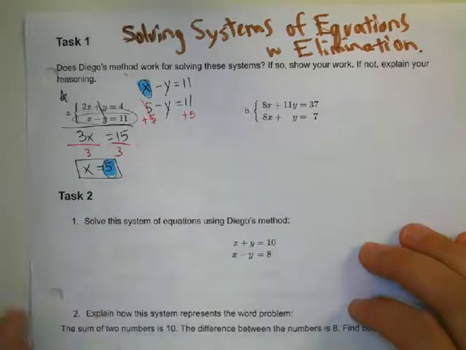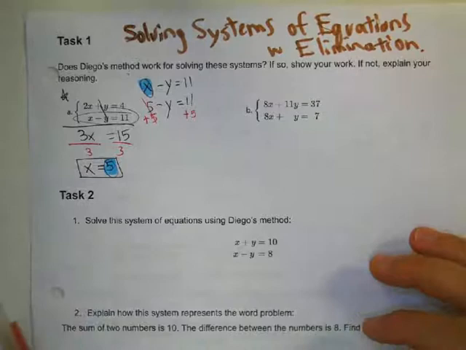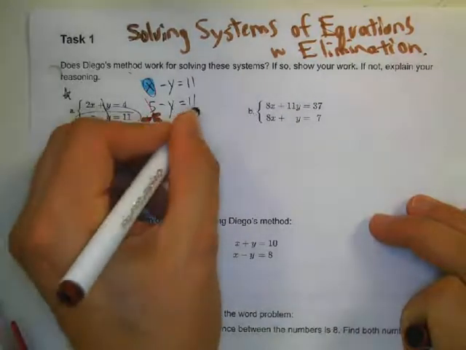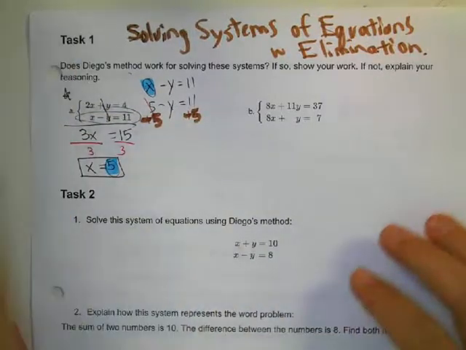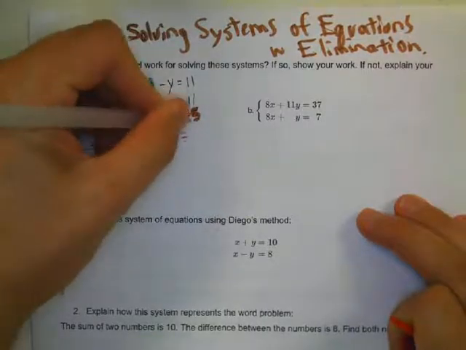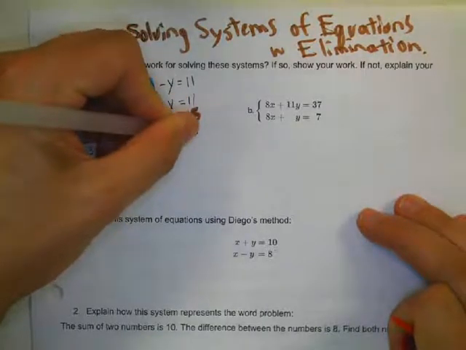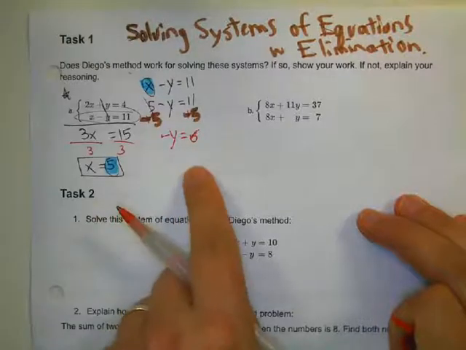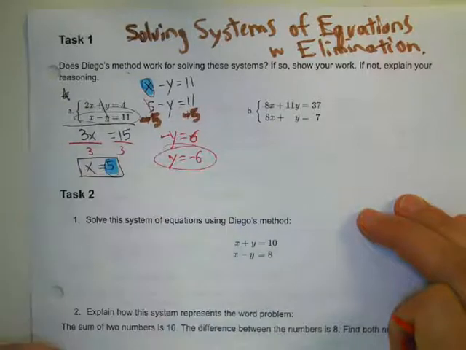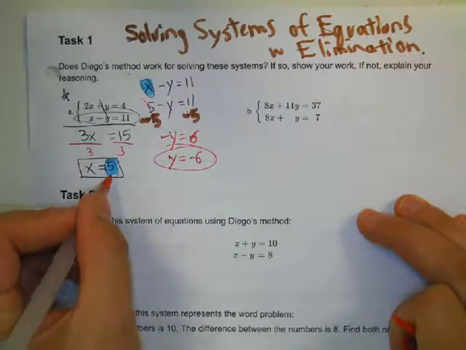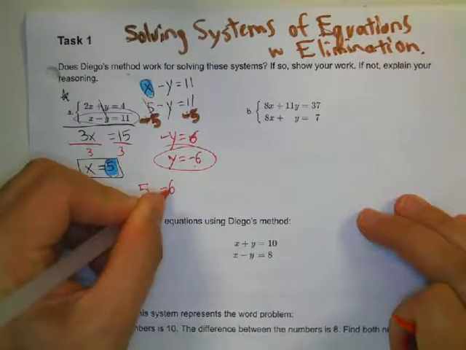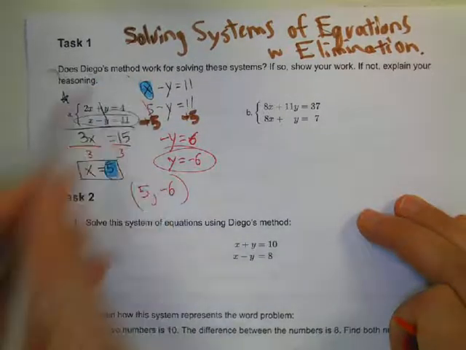No, I did make a mistake. I'm supposed to subtract 5 on both sides, in order to make that go away. And then I have negative y equals 11 minus 5, which is 6. So if negative y equals 6, y equals negative 6. Whew, good thing I found my mistake. Okay, so if x is 5 and y is negative 6, we're going to end up with 5 comma negative 6.